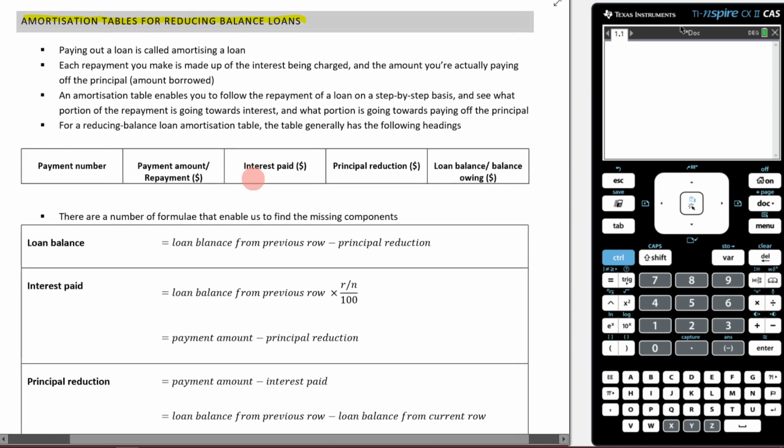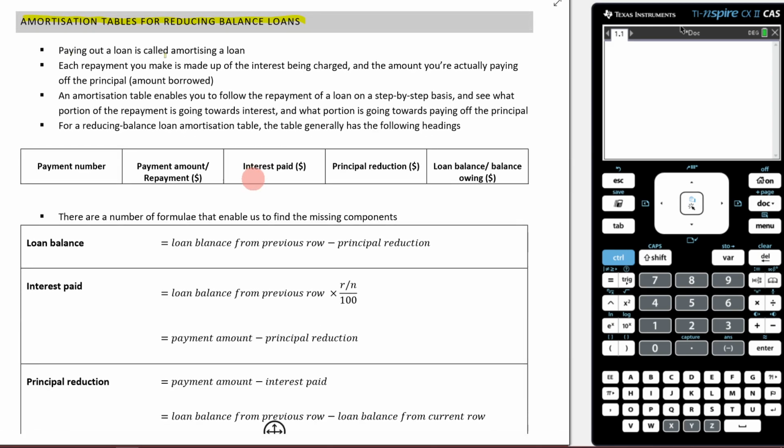where we're heading, people. It says, paying out a loan is called amortizing a loan. Each repayment you make is made up of the interest being charged and the amount you're actually paying off the principal. An amortization table enables you to follow the repayment of a loan on a step-by-step basis and see what portion of the repayment is going towards interest and what portion is going towards paying off the principal. For a reducing balance loan amortization table, the table generally has the following headings: payment number, payment amount, interest paid, principal reduction, and the loan balance.